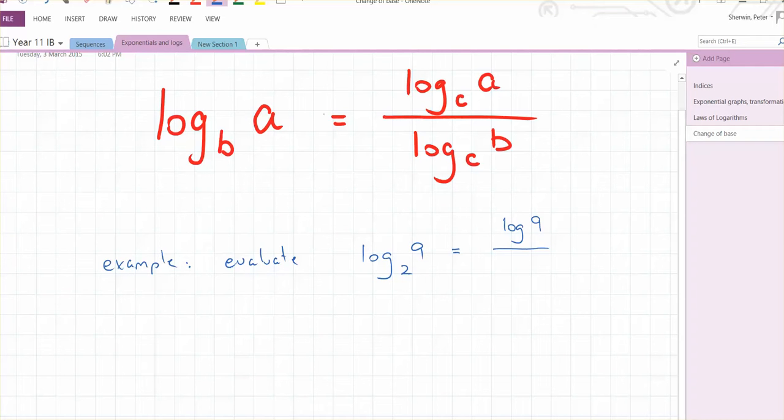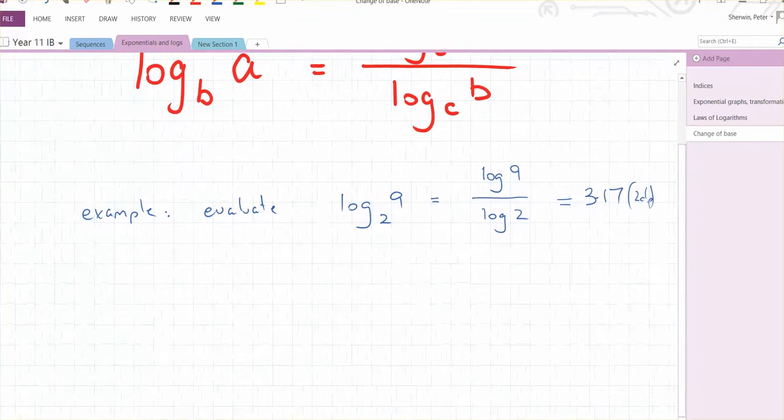We'll go back up to the formula. It's log a over log b, where we change that base to whatever we like. So here it's going to be log 9 divided by log 2, and that just goes into the calculator. Log 9 divided by log 2, and we get, I think, to 2 decimal places, 3.17, which is roughly what we thought it would be. So we've changed the base there.